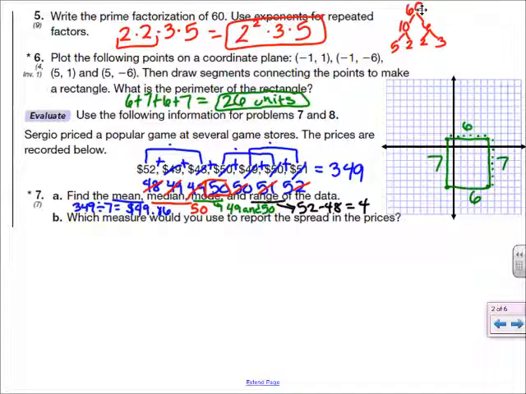Which measure would you use to report the spread in the prices? Well, spread is how far apart they are, and that's the range. Because it tells you how big the difference is between the smallest and the biggest number.